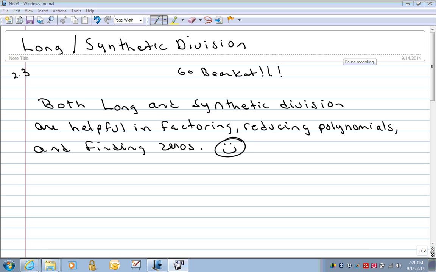Both of these methods, long division and synthetic division, are helpful when we are trying to graph polynomial functions of higher degree. They are helpful in factoring, reducing polynomials so that we can factor, and also in finding zeros. Let's take a look first at long division.